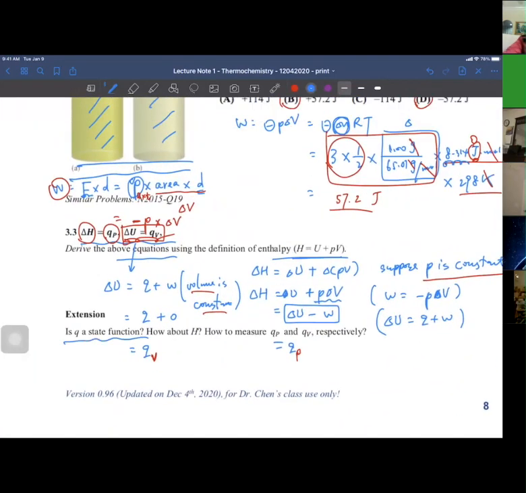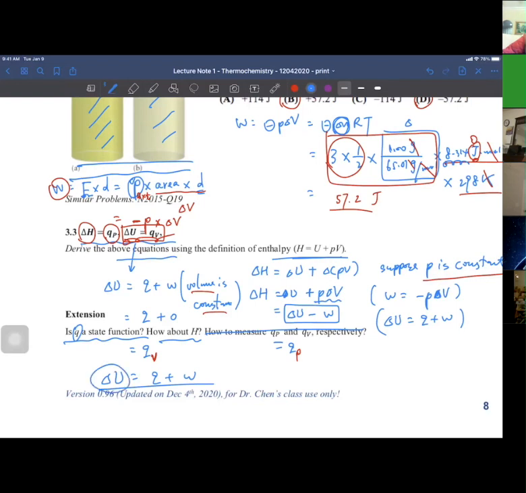Is Q a state function? How about H? H we already confirmed is a state function, right? Is Q a state function? We already answered this question. We know how to match QP and QV. Okay, guys, have a look at this equation, the first law of thermodynamics.